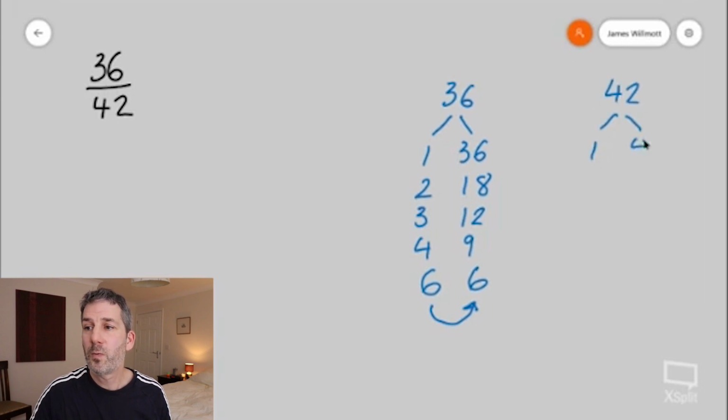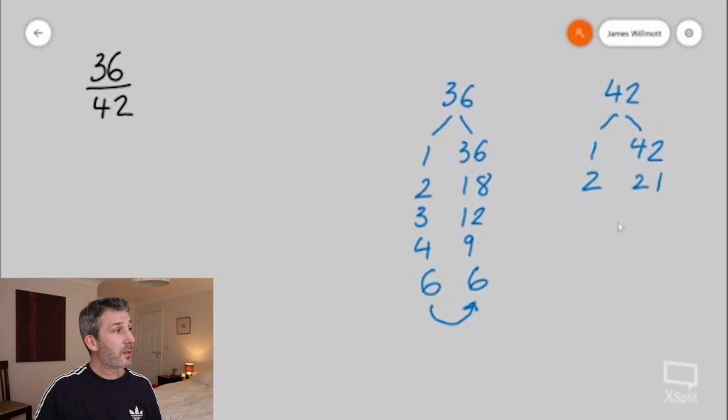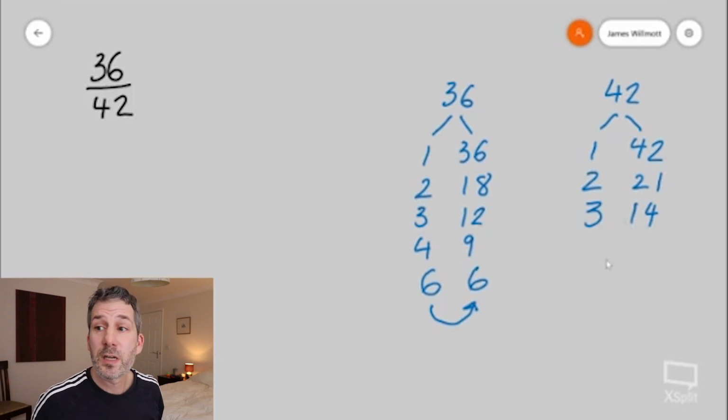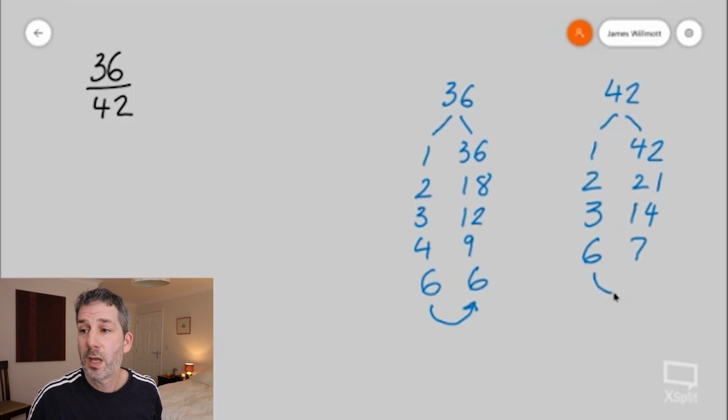So yeah, I can definitely do 1 times 42. I can do 2 times 21 to make 42, and it's in the 3 times table as well. 3 times 14 is 42. It's not in the 4 times table, it's not in the 5 times table, it is in the 6 times table. 6 times 7 is 42. And I've kind of looped back on myself there, so I know that I've got all of those factors too.